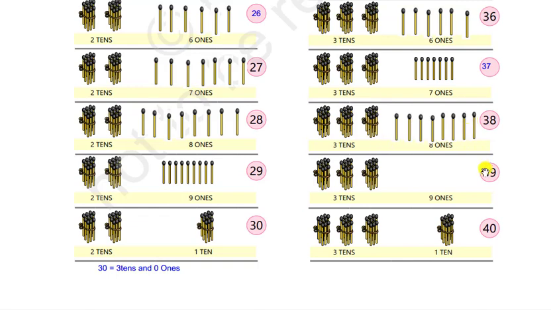Now next is 39, which is 3 tens and 9 ones. Similarly here you have to draw 9 loose matchsticks. So here we have drawn 9 loose matchsticks.